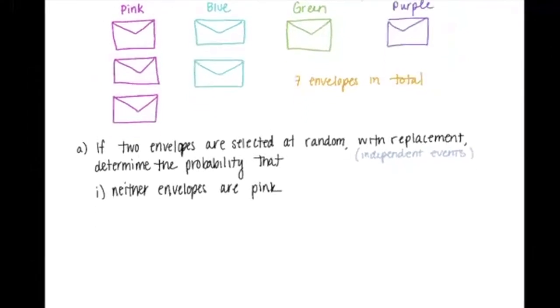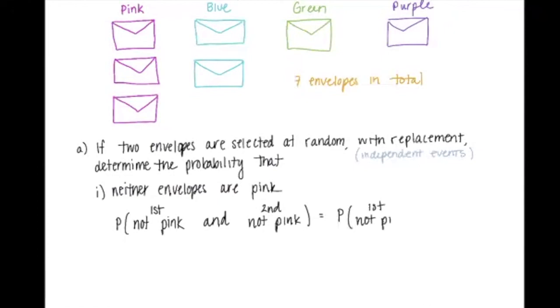So when we go to get the probability that the first envelope is not pink and the second is not pink, remember we just multiply these 2 probabilities together. So we look at the probability we get the first being not pink, multiplied by the probability the second is not pink. So great.